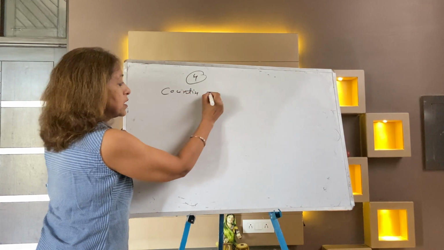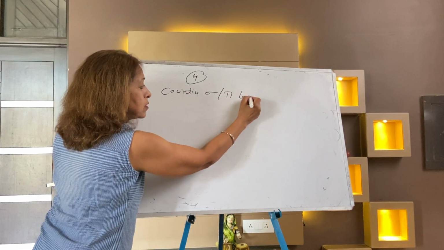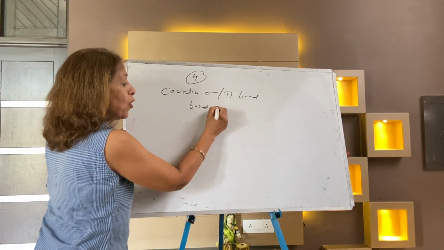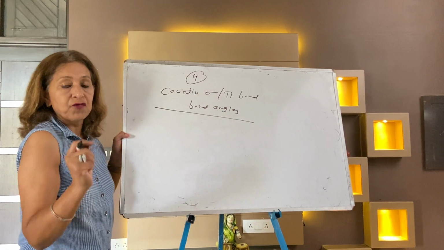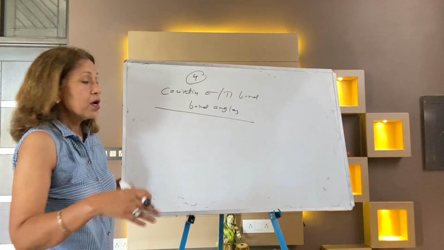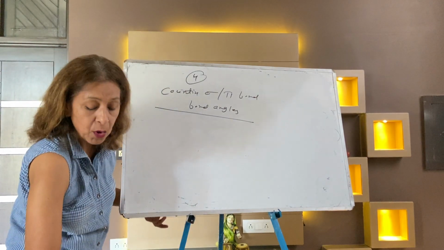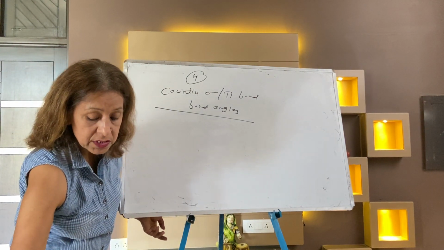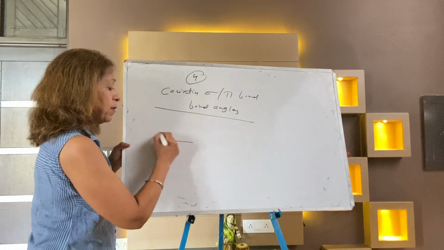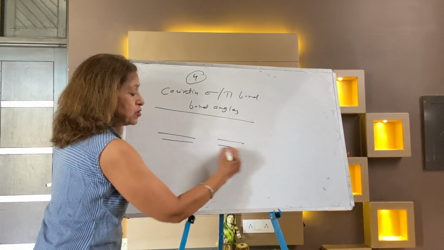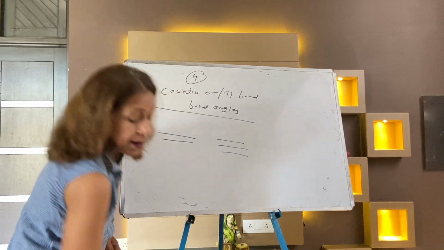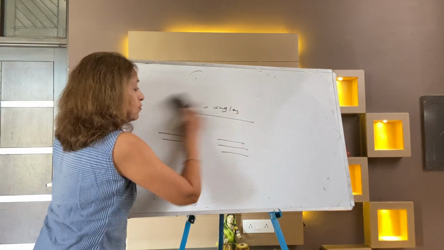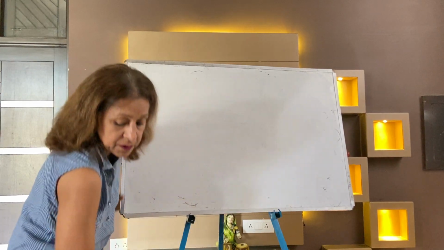Counting sigma and pi bonds as well as how many bond angles. Let me start the 4th point from general organic chemistry, counting sigma and pi bonds. If there is a double bond, it has 1 sigma, 1 pi. If there is a triple bond, it has 1 sigma and 2 pi. Now I'm going to start my question from the fourth MCQ tip.